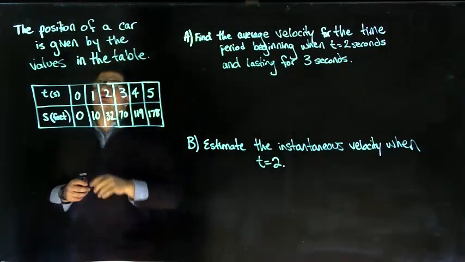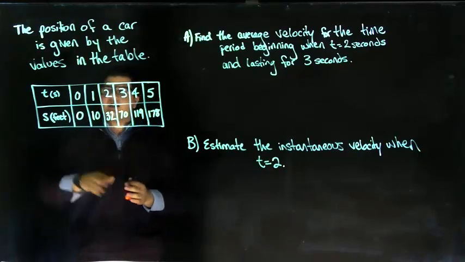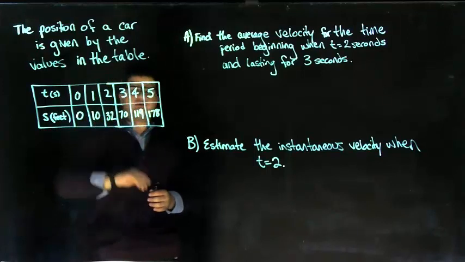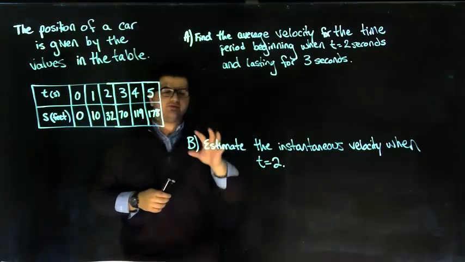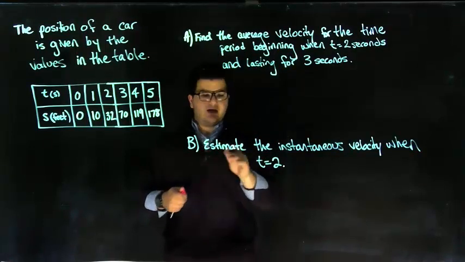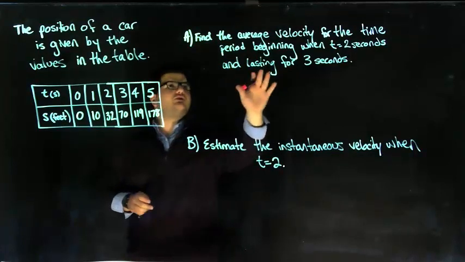So in this problem we have the position of a car given by the values in this table, where t is time in seconds and the position is in feet. And we have two questions to answer. The first one, we want to find the average velocity, and the second one, we want to find the instantaneous velocity. So let's start with the average velocity.